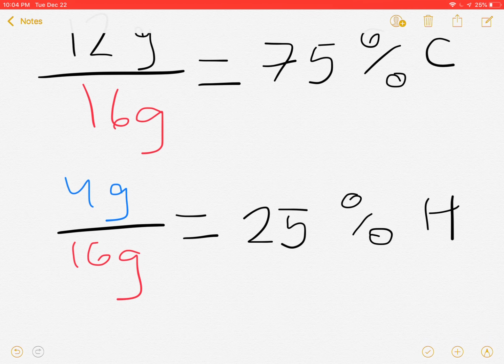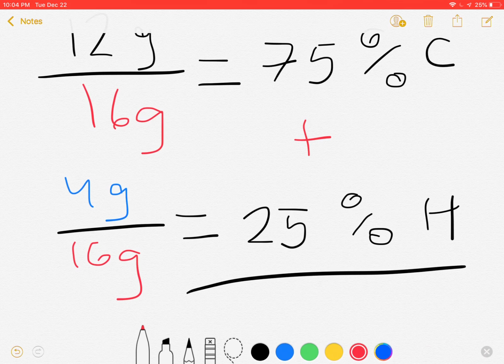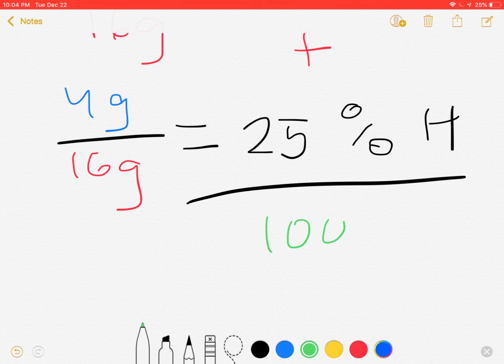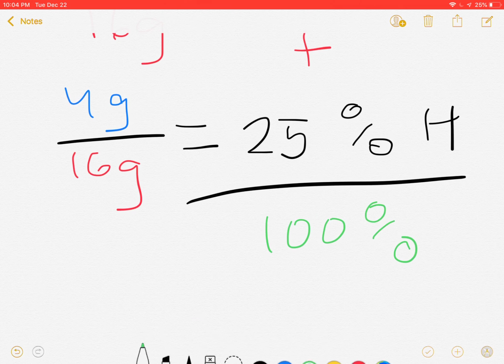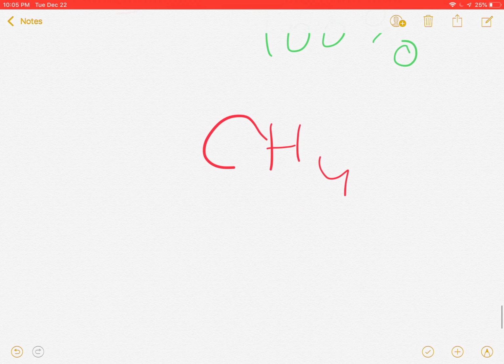It makes sense that CH4 is made up of 75% carbon and the other quarter is hydrogen, because when you add these two together, you get 100%. What this means is that CH4 is 100% made up of carbon and hydrogen, which does make sense because CH4 is 1 mole carbon, 4 moles hydrogen. So that's just an example of mass percentage, and that wraps up this video.